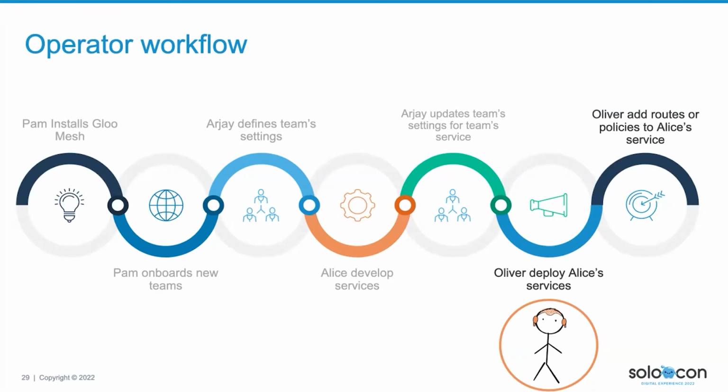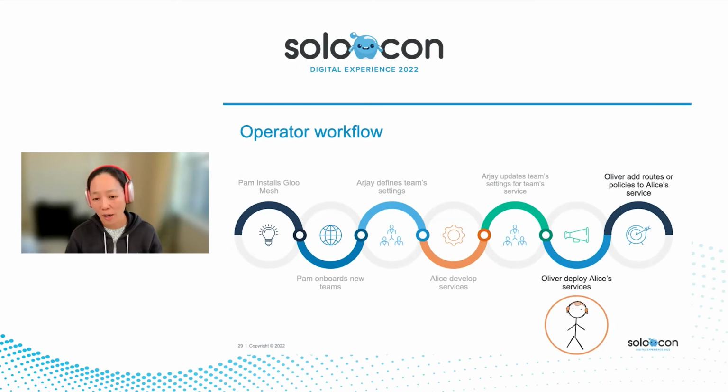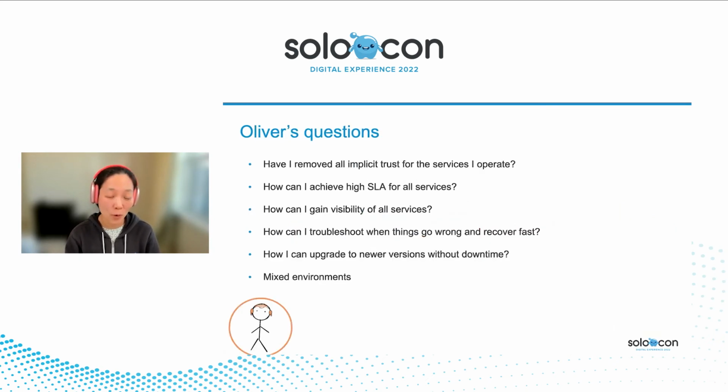Let's talk about the operator workflow. When Ajay and Ali's application team has finished testing their services, Oliver is going to take their services to deploy, increase resilience, and a bunch of other things. So what's on top of Oliver's mind is, how do I remove all the implicit trust for all the services I operate?